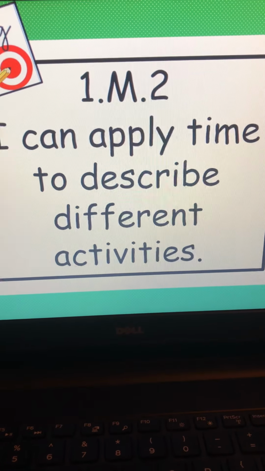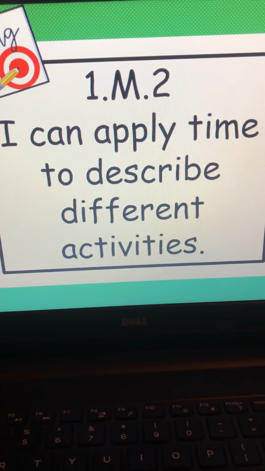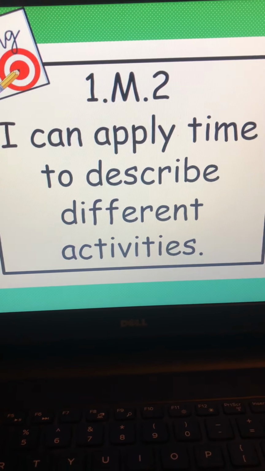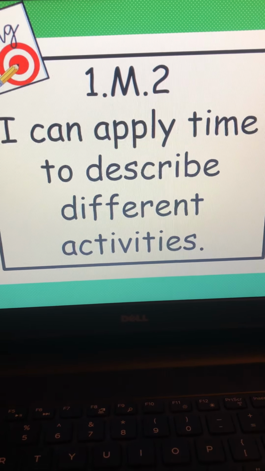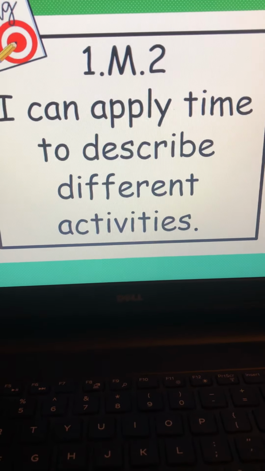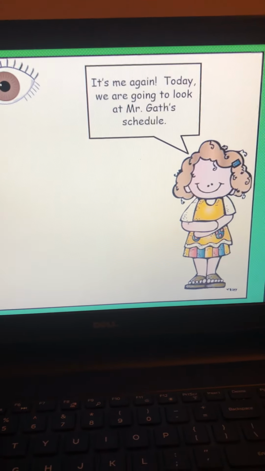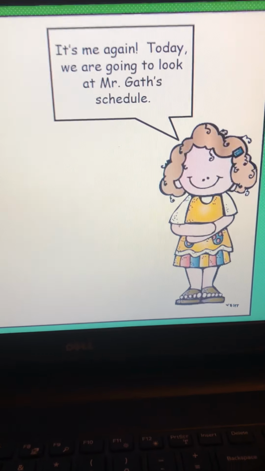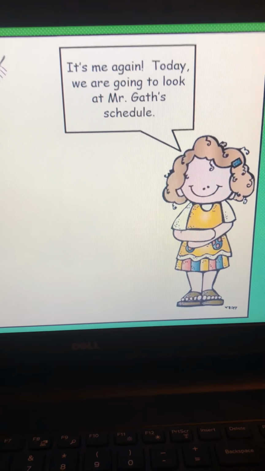Hey everyone, we've been learning about telling time over the last few days. Today we're going to learn about how I can apply time to describe different activities. It's me again. Today we're going to look at Mr. Gath's schedule.